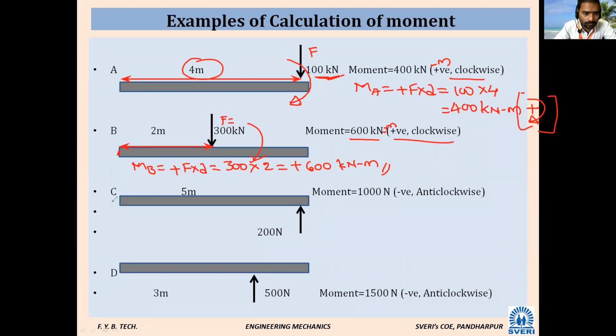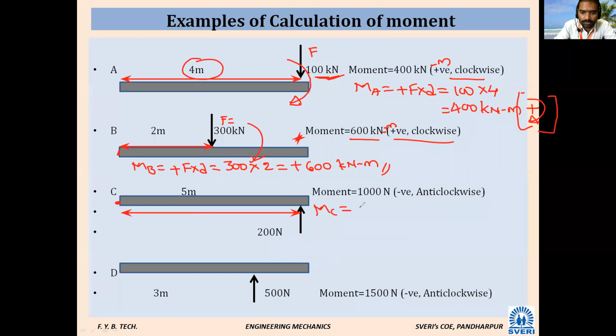So in the third problem, see, there is a point. This is C. Total length is how much? From C to the force, it is 5 meter. So now I want to find out the moment about C.